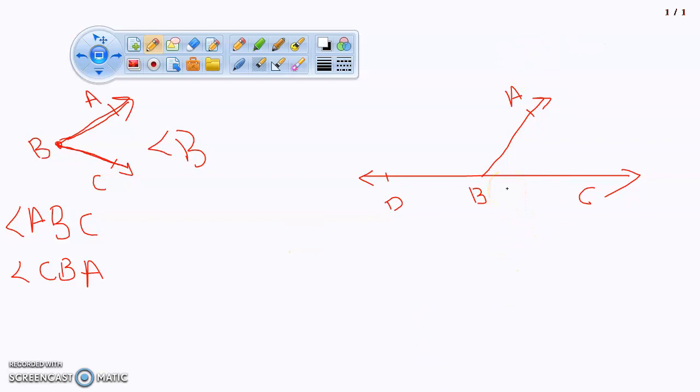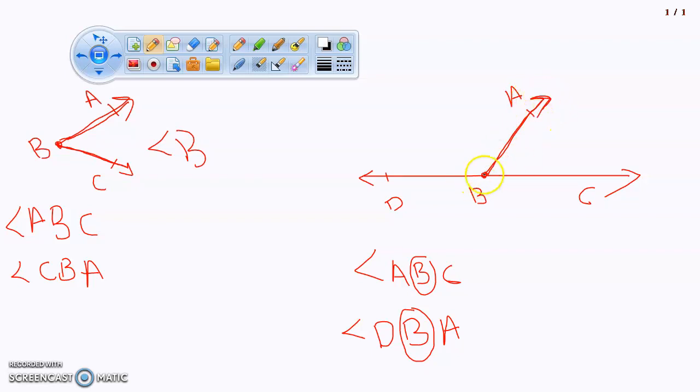Let's come back to this figure. Can you tell me the angles here? We have angle ABC, and another angle, DBA. If you notice something between the first angle and the second angle, this is very important. The vertex B is the same for both angles, and there is also something similar between them: the side BA is a side of angle ABC and also the same side of angle DBA.